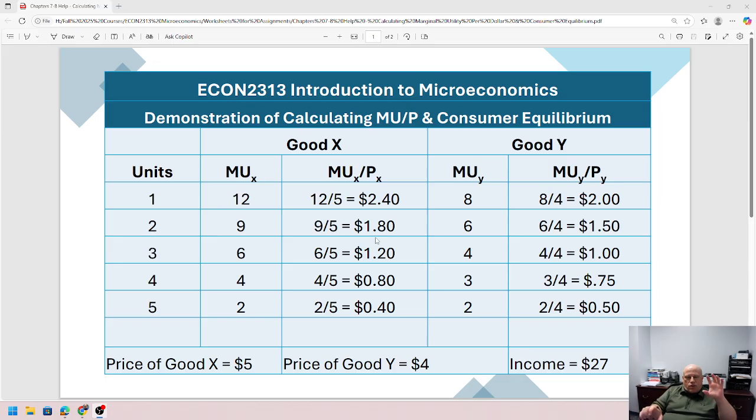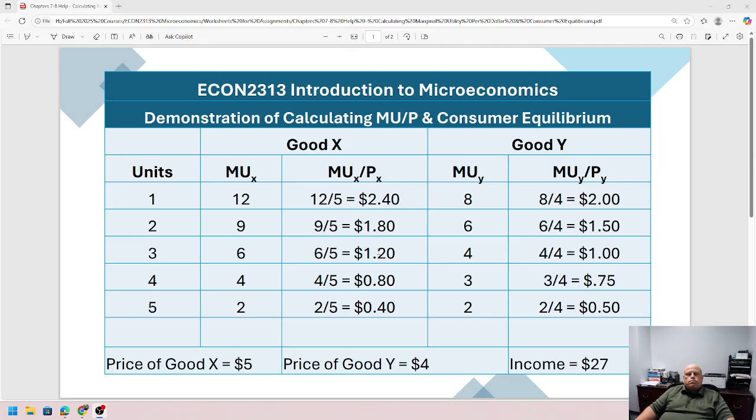Okay, the price of good X is $5, whereas the price of good Y is $4. So in order to equalize those, we have to look at the marginal utility over the price. All right, the marginal utility per dollar spent. And that way we're able to look at those on equal terms, and by looking at the marginal utility per dollar, we can figure out where our consumer equilibrium or utility maximization point is.